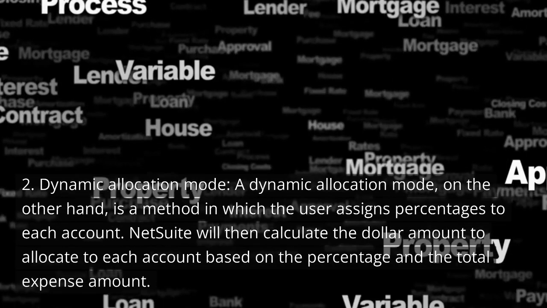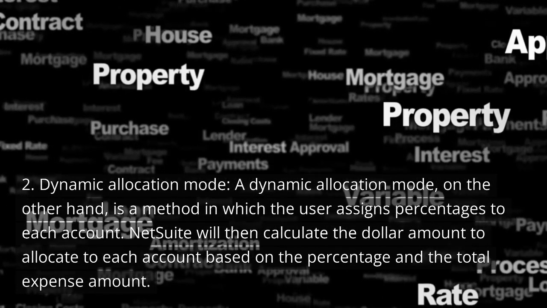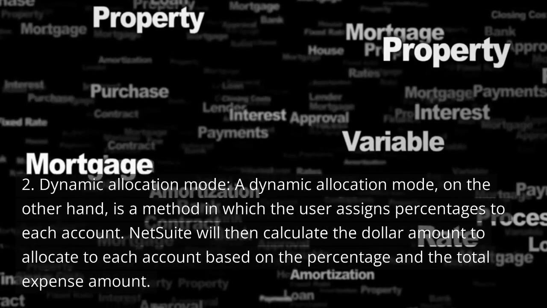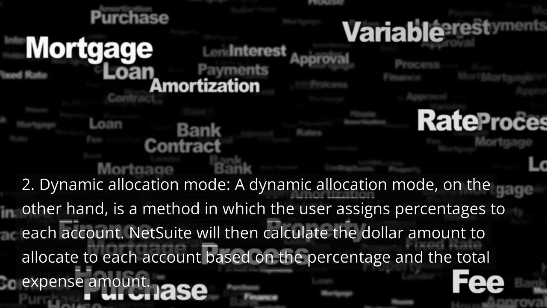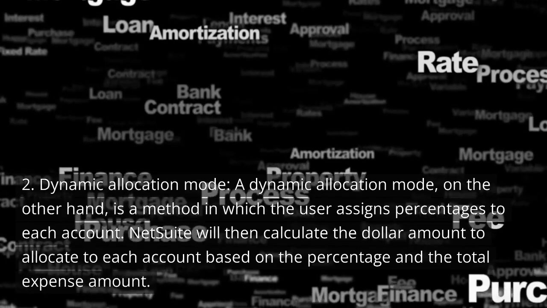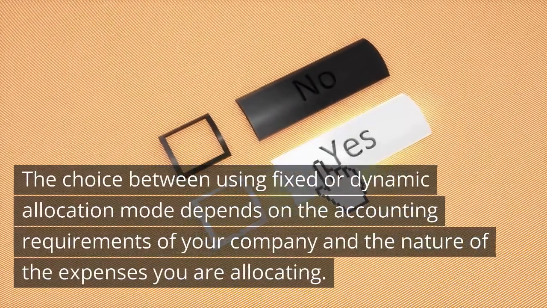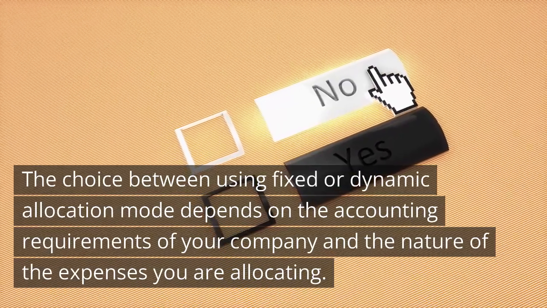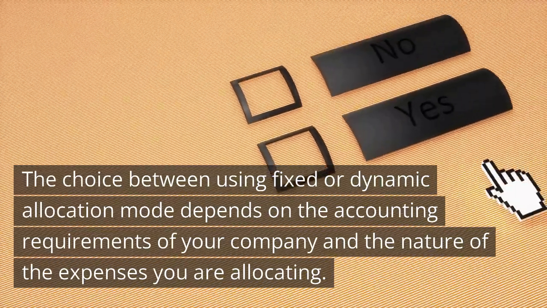2. Dynamic allocation mode. A dynamic allocation mode, on the other hand, is a method in which the user assigns percentages to each account. NetSuite will then calculate the dollar amount to allocate to each account based on the percentage and the total expense amount. The choice between using fixed or dynamic allocation mode depends on the accounting requirements of your company and the nature of the expenses you are allocating.